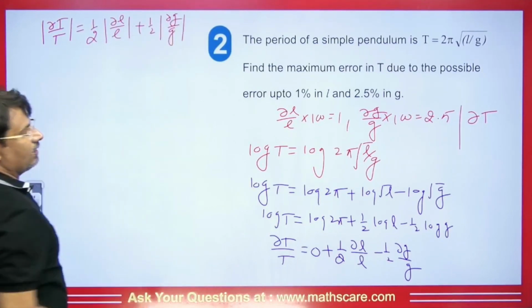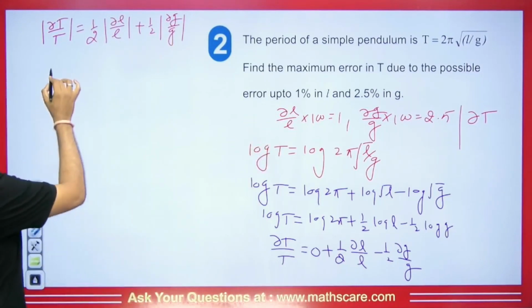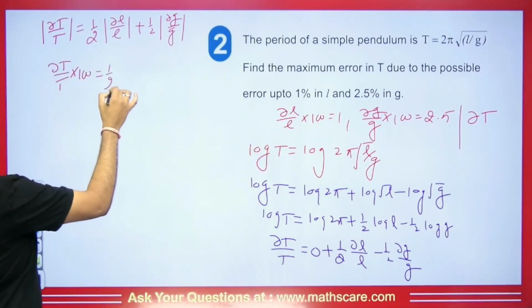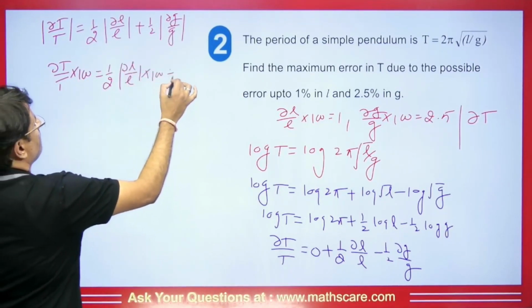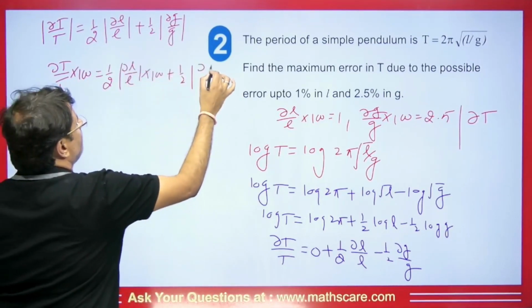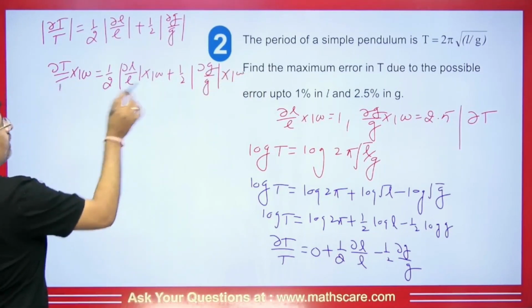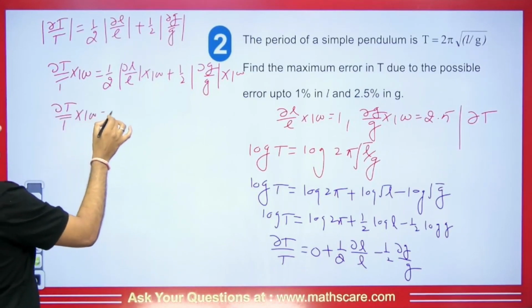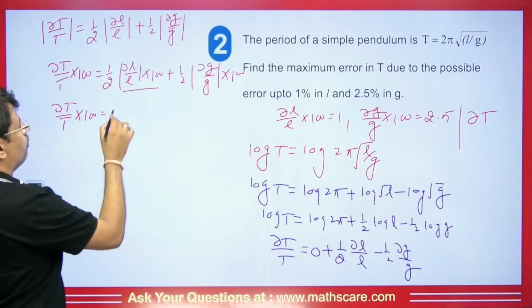That's it. Clear? Since we have percentage error here, I'll multiply by 100. So ΔT upon T × 100 is equal to 1/2 ΔL upon L × 100 plus 1/2 ΔG upon G × 100. So the value we have is ΔT upon T × 100 is equal to, where the given values are 1 and 2.5.